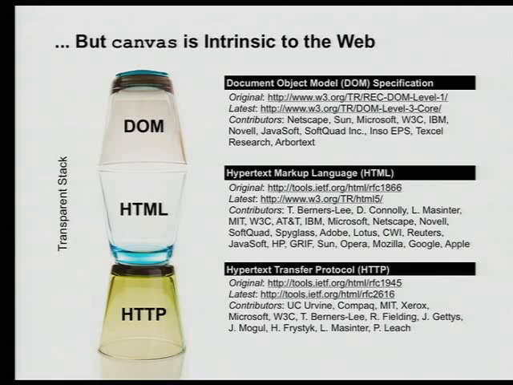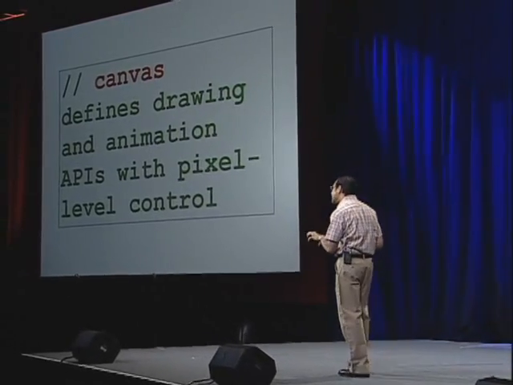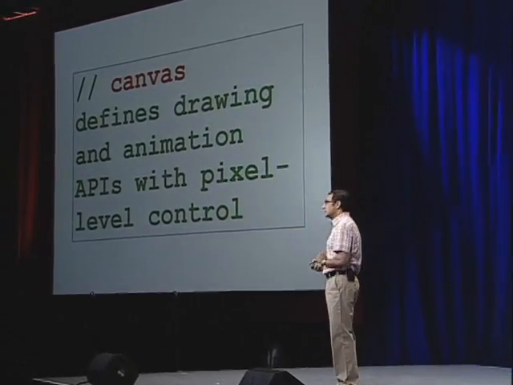The Canvas tag is intrinsic. It's native. It fits seamlessly into the page and works great with JavaScript and CSS and the DOM. And Canvas allows you as a developer, for the first time within the browser, to have drawing and animation APIs with pixel-level control, which changes the kind of applications we can deliver.